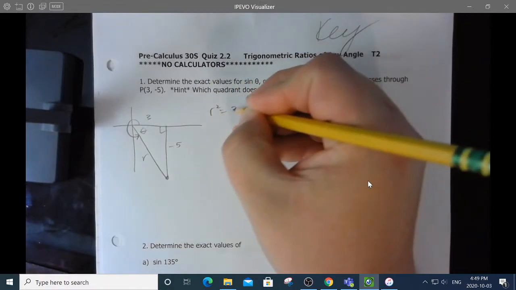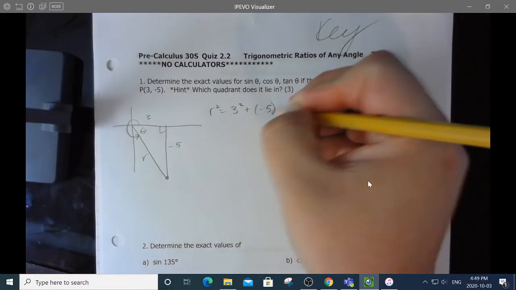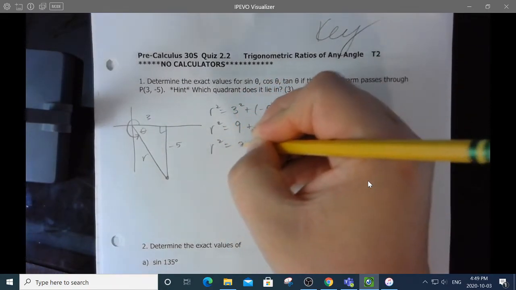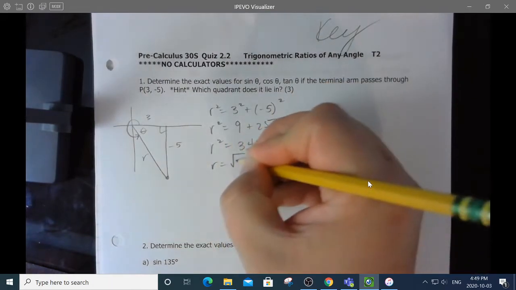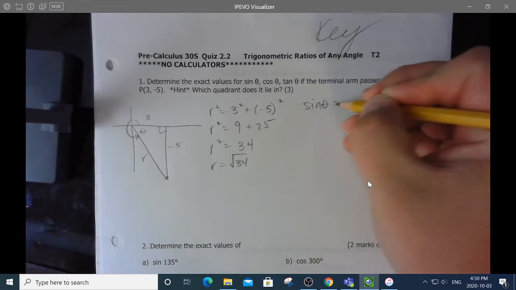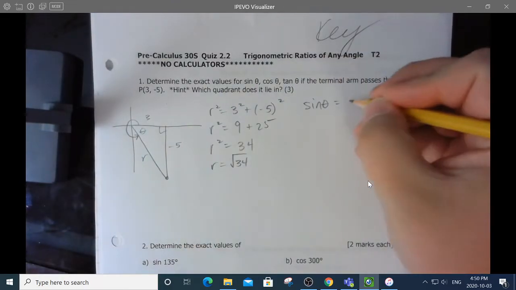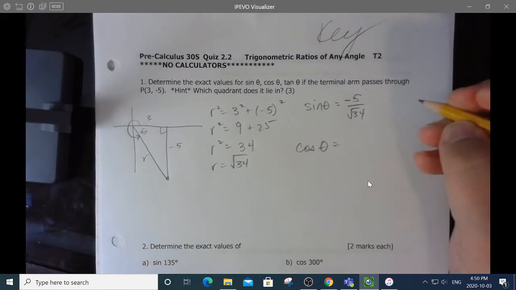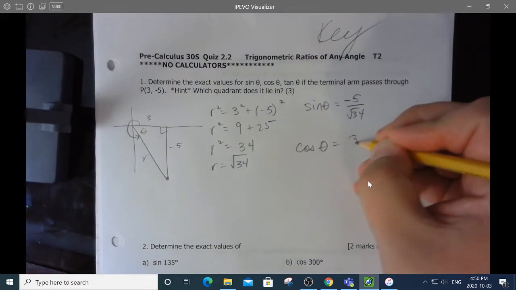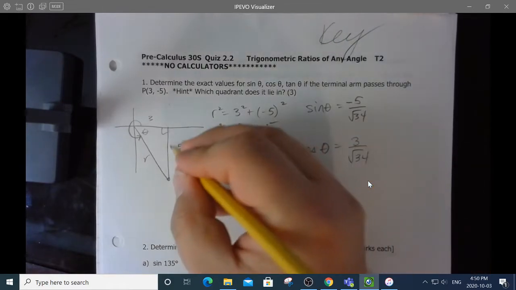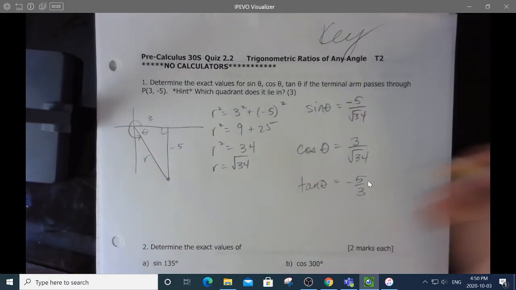So r squared is equal to 3 squared plus negative 5 squared. r squared is equal to 9 plus 25. r squared is equal to 34. So r is equal to the square root of 34. Can I simplify that? No, there's no perfect squares in 34. It's 2 times 17. So the sine of theta is opposite over hypotenuse, which is negative 5 over root 34. Cosine of theta is the adjacent over hypotenuse, which is positive 3 over root 34. And tangent is opposite over adjacent, which is negative 5/3. I'm happy with those answers.